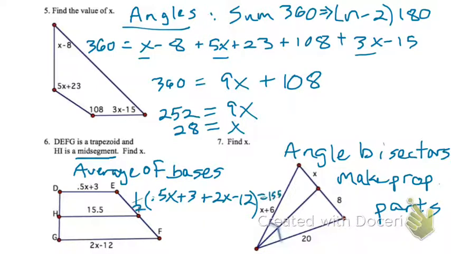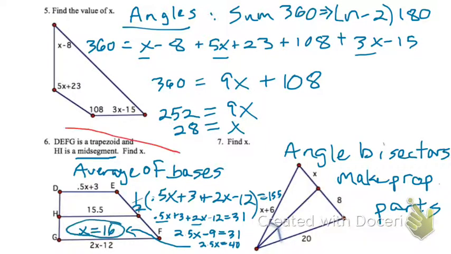So to average those, it would mean taking the two bases, 0.5x plus 3, adding it to 2x minus 12, and dividing it by 2. Well, I did 1/2 off to the side, so note that. And that would equal the mid-segment, 15.5. Well, that 1/2 out front of the expression, I can multiply both sides by 2, take care of that. And that will give us the following: 0.5x plus 3 plus 2x minus 12, the whole expression in the parentheses, equal to 31, because that's what 2 times 15.5 is.